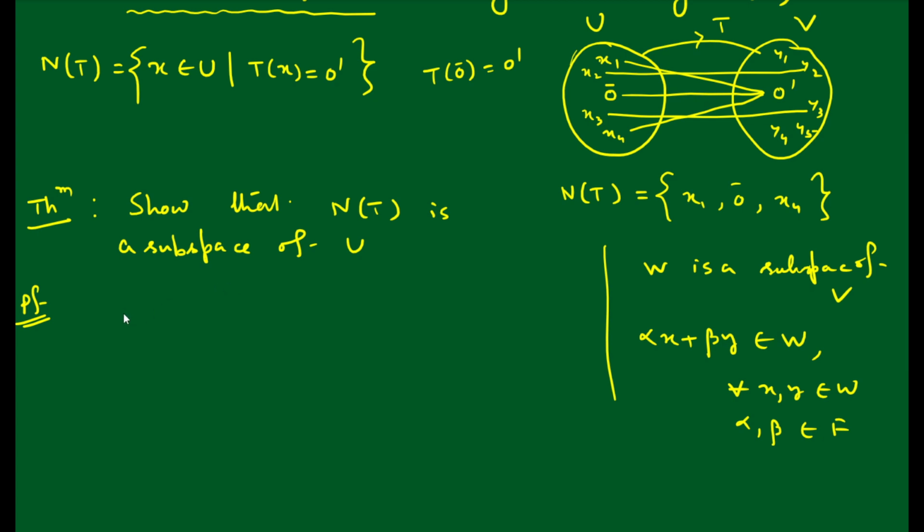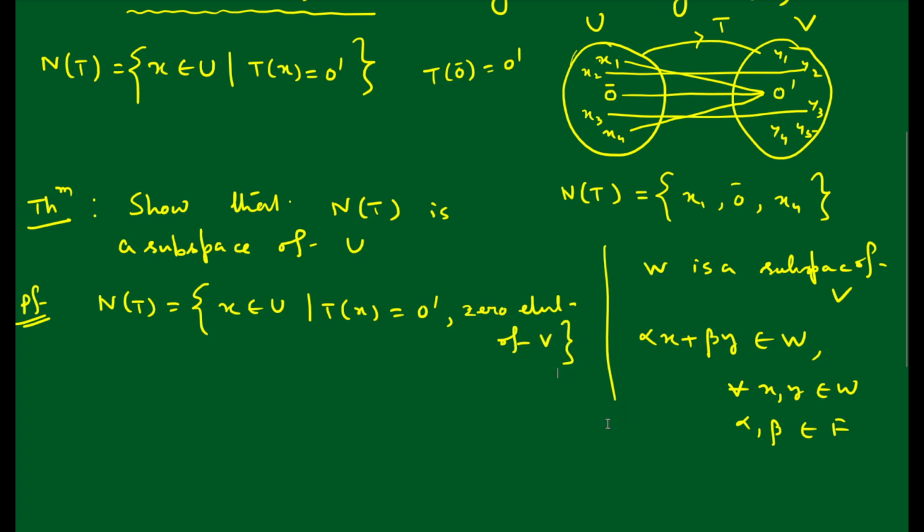तो सबस्पेस दिखाने के लिए, so what is N of T? N of T में क्या रहेगा? N of T consists of those elements of U whose images are what? 0 dash. 0 dash means what? 0 element of what? V. ठीक है? So here what is T? T is a function.